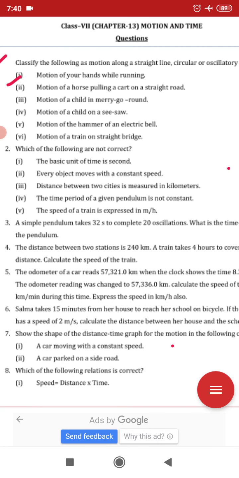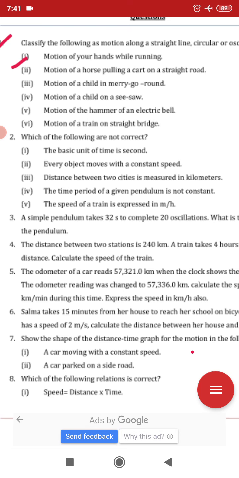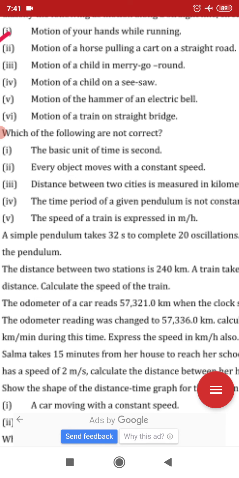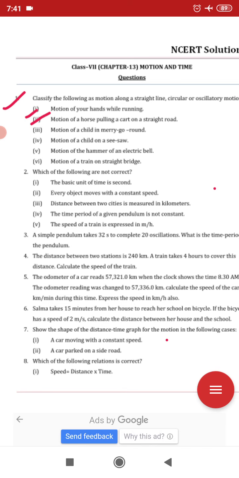See the example. Motion of your hand while running. When we run, then our hand shows a specific kind of motion. So which kind of motion is this? That is oscillatory motion. Okay, so here your answer should be oscillatory motion. Just write oscillatory motion. Next, 2. Motion of a horse pulling a cart on a straight road. That is a linear motion. So the motion along a straight line, that is called linear motion. So just mention linear motion as the answer.